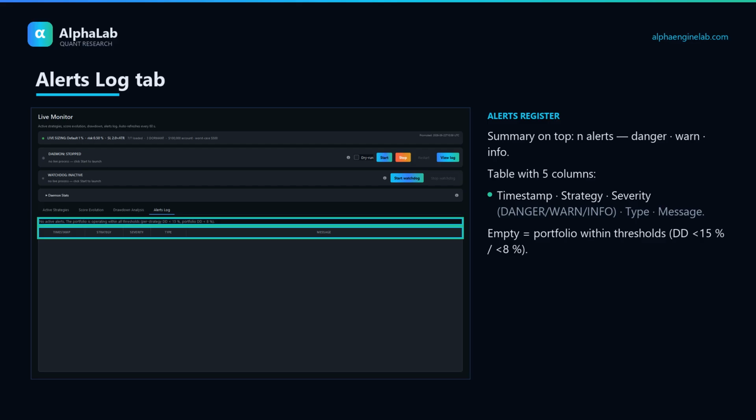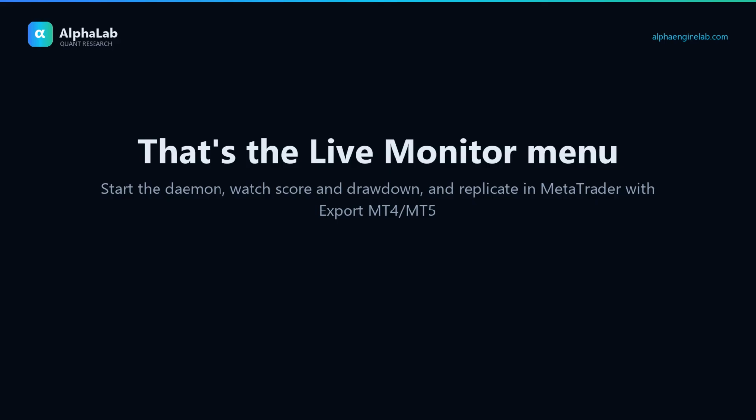When all is well, the table is empty and you'll see the message that there are no active alerts and the portfolio is operating within all thresholds. Per strategy drawdown below 15% and portfolio drawdown below 8%. That's exactly what you want to see. And that's the whole live monitor menu.